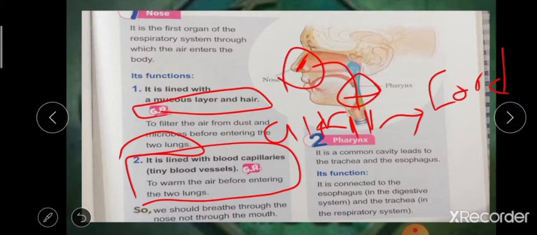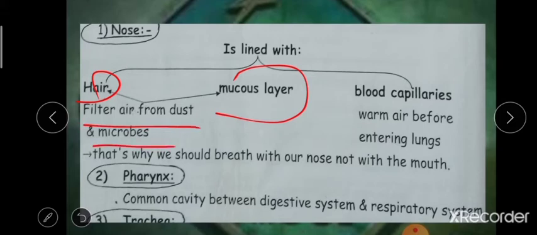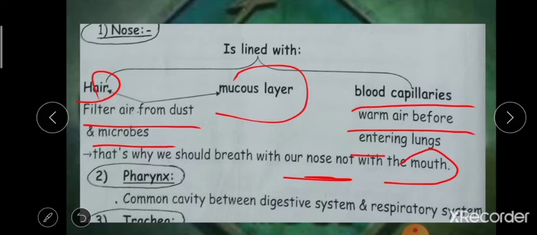Let's identify the other parts. The nose is lined with hair and mucus to filter air from dust and microbes. So we breathe from the nose, not with the mouth. Also, it is lined with blood capillaries to warm air before entering the lungs. The pharynx is a common cavity between the digestive system and the respiratory system.